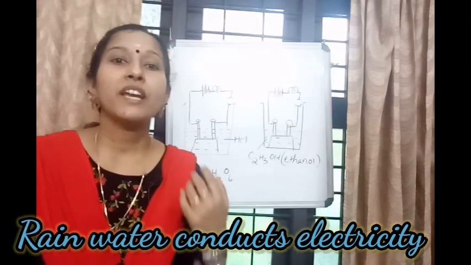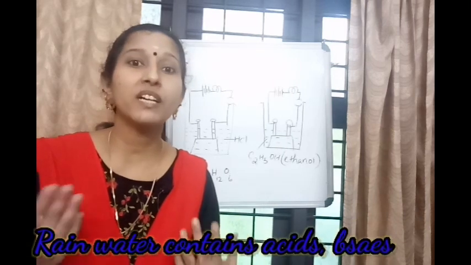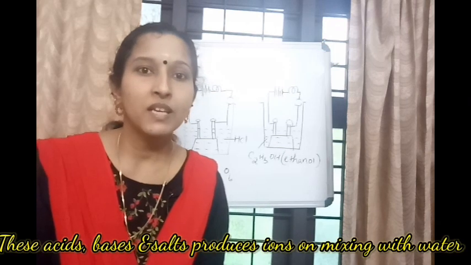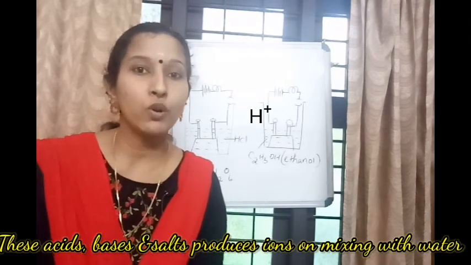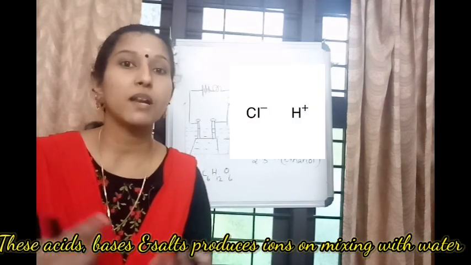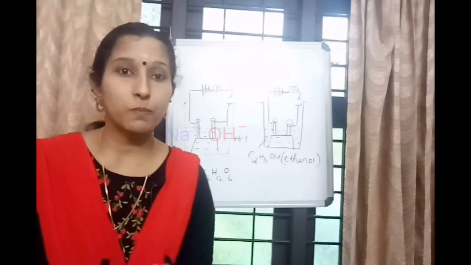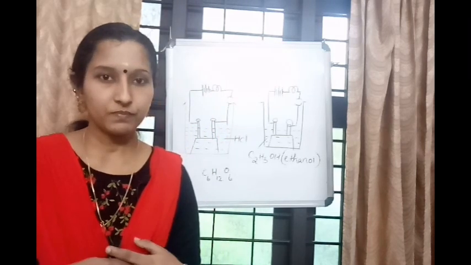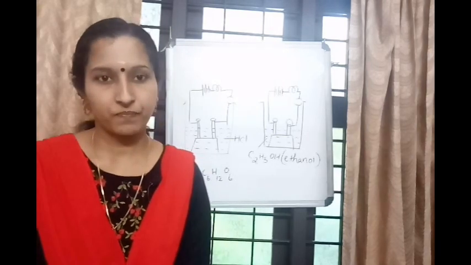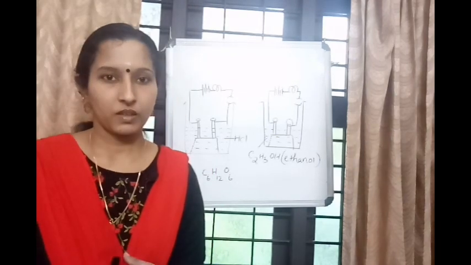Okay, why does rainwater conduct electricity? Rainwater conducts electricity because rainwater contains acids, bases, salts, etc. On dissociation, these produce H plus ions and OH minus ions. If there is salt, it dissociates into Na plus and Cl minus. If there is any acid, it dissociates into H plus and Cl minus, or H plus and SO4 minus. So the presence of ions increases the conductivity. If there are no ions, there will be no conduction of electricity.